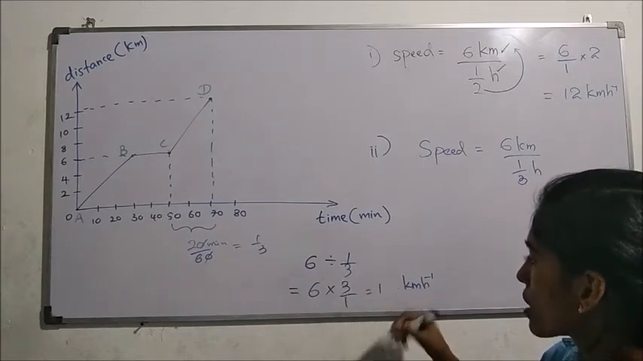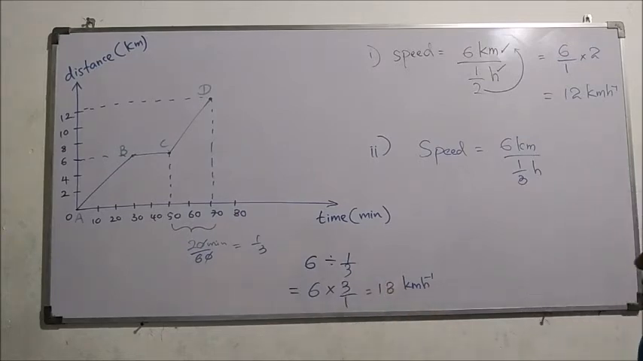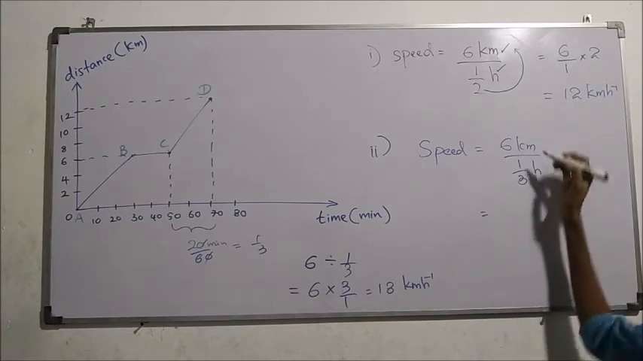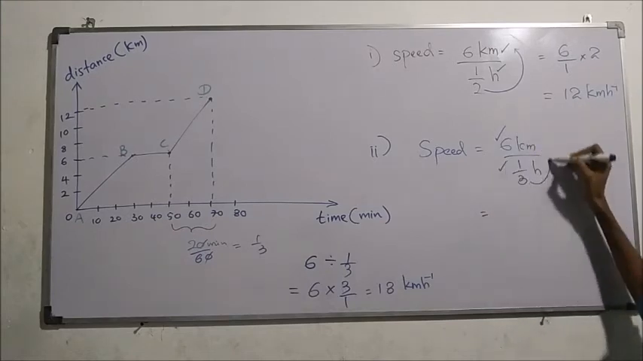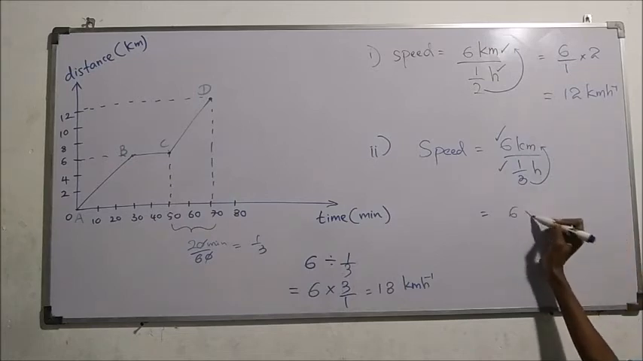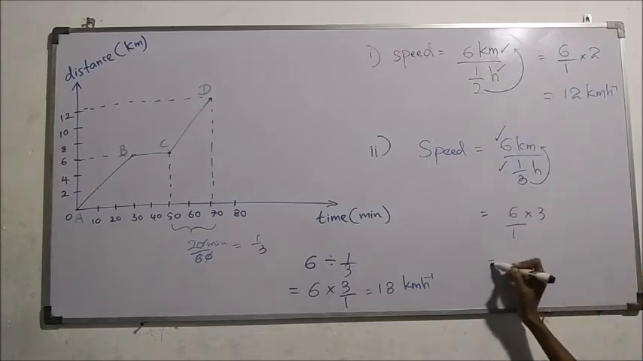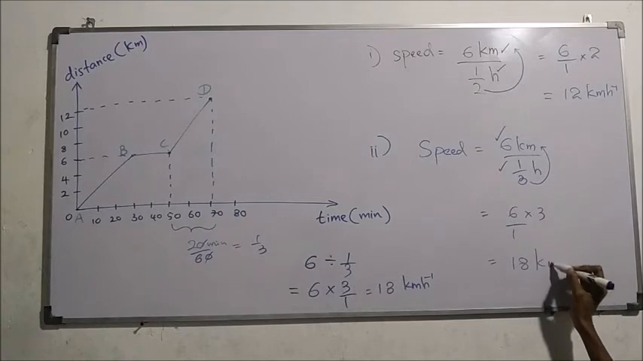Now here, as I told you earlier, you can write like this: 1/3, 3 is coming up, that means 18 kilometers per hour. The same answer can be obtained like this. How? Original numerator, original denominator, send the second denominator up. So 6 into 3 over 1, 18 kilometers per hour. This is a short method, right?